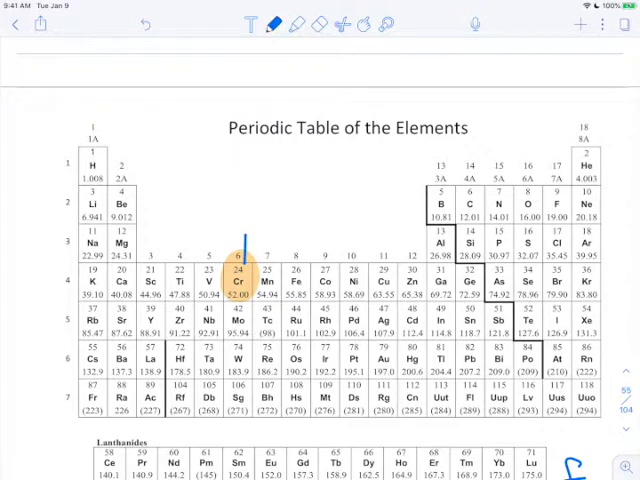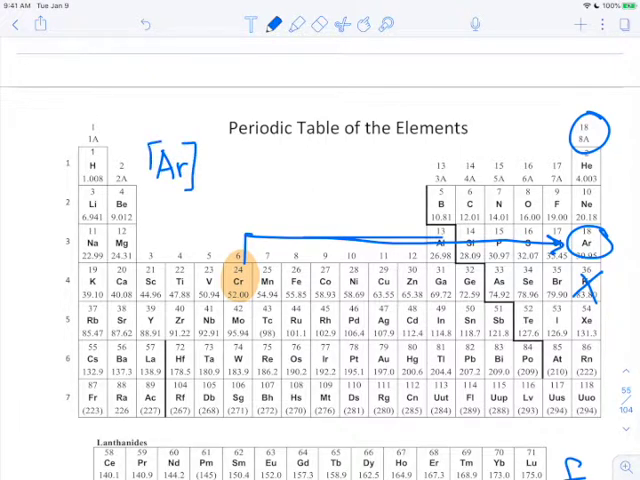So from chromium, we're going up, and we're going all the way to the end here. And argon is the closest noble gas that is before it. You always have to use the gas that is before. You can never use the gas that is after. And it does always have to be one of the noble gases. You can never use any other element for this abbreviation. All right, so that said, I'm going to start off with argon.